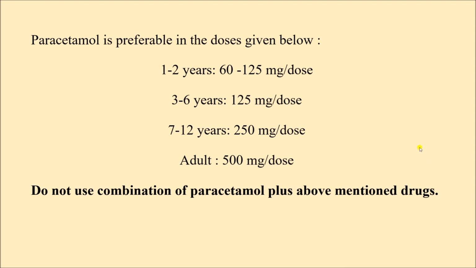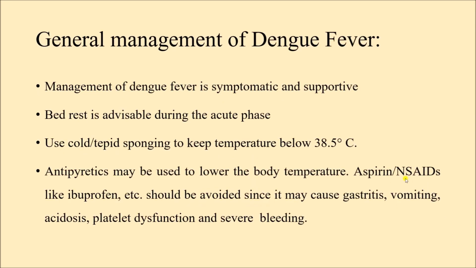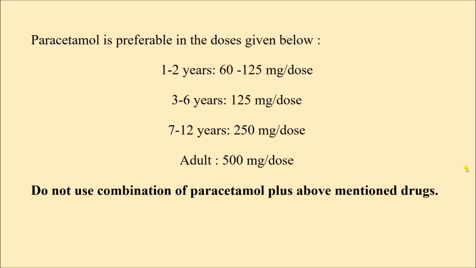Now, paracetamol is preferred for fever and the dose is given here. For pediatric patients, generally speaking, we prefer to give paracetamol at a dose of 15 mg per kg body weight per dose, and for adults 500 mg per dose. We must not use paracetamol in combination with the above mentioned drugs like the NSAIDs, and also aspirin.